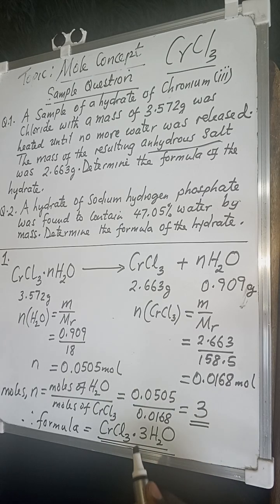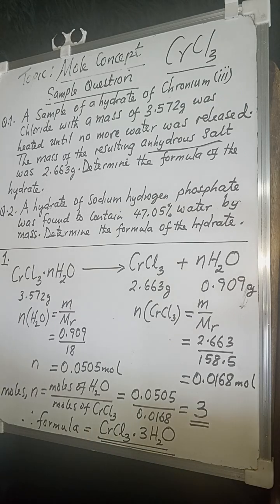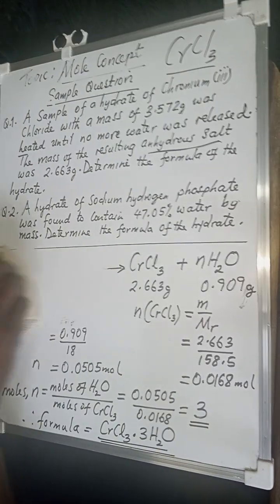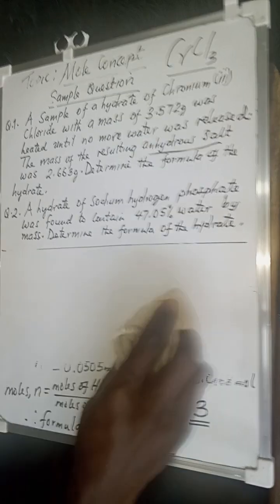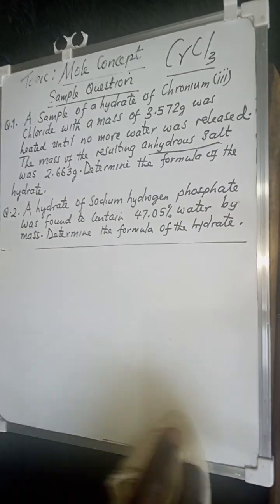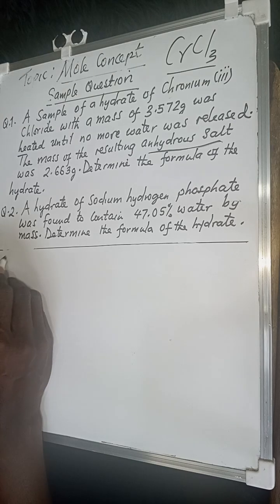So we have got, in this case, 3 water, so tri-water. That is what we are having. So that's the formula of the hydrate that they gave us. Let's move on and look at the second question and show you how again you can go about it. But of course, the second question is slightly different in the sense that they have given us the percentage. So let's look at question number 2.